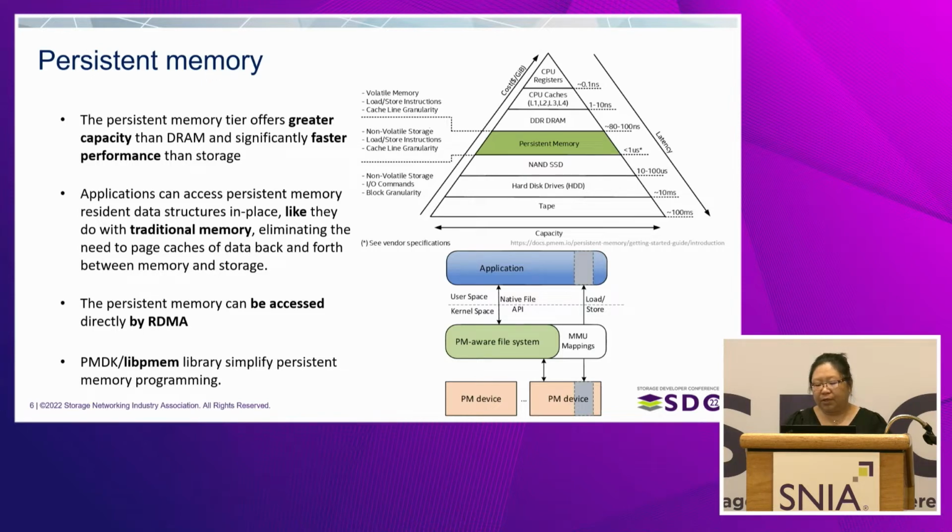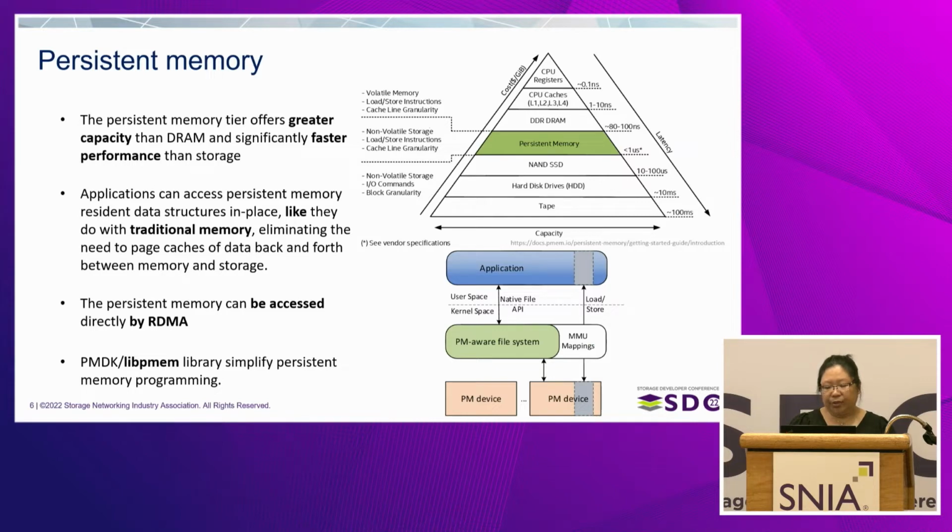So persistent memory is in the middle. It offers greater capacity than DRAM and significantly faster performance than storage. So it is cheaper than DRAM, but faster than SSD. It also provides the persistent feature. Applications can access persistent memory resident data structures in place. That means you can access persistent memory in bytes, addressing it by bytes.